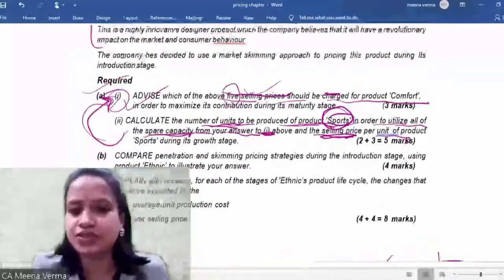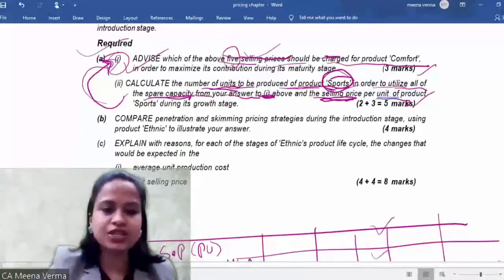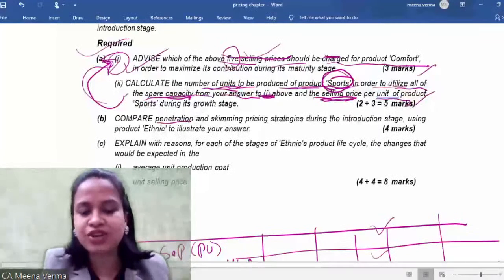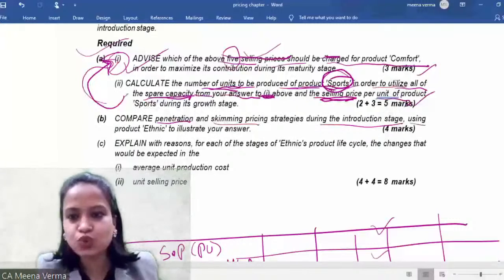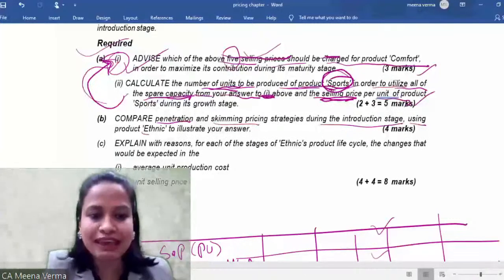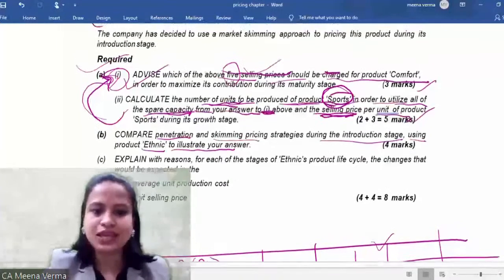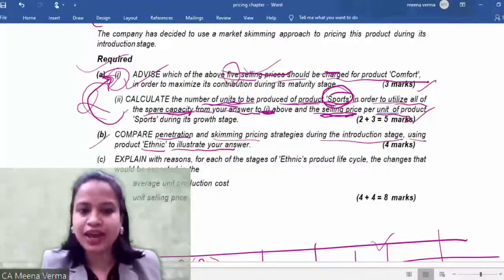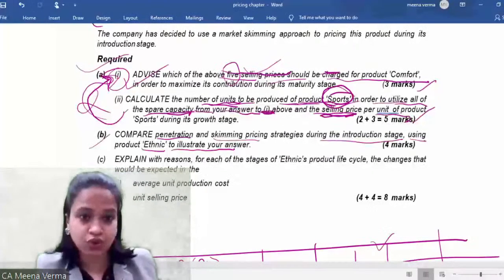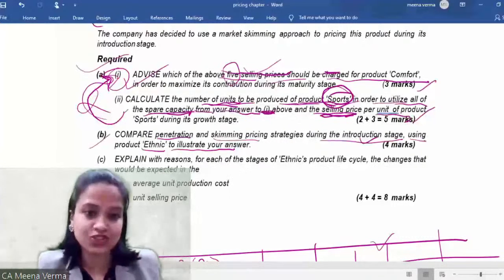See, these are the questions of 3 plus 5 marks. Very easy questions. Now see, compare the market penetration and skimming pricing strategy during the introduction stage using the product ethnic to illustrate your answer. Ignore these points now. Consider the ethnic product and the pricing strategy you want to follow, either market penetration or skimming.